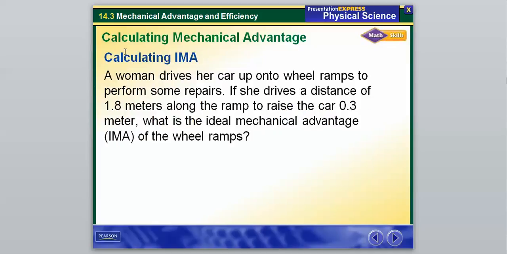So our example here for calculating ideal mechanical advantage is a woman who drives her car up onto wheel ramps to perform some repairs. If she drives a distance of 1.8 meters along the ramp to raise the car 0.3 meters, what is the ideal mechanical advantage of the wheel ramps? So she drives her car a distance of 1.8 meters, and as she's driving that 1.8 meters, her car raises 0.3 meters off the ground. So we are going to use that information to calculate our IMA.